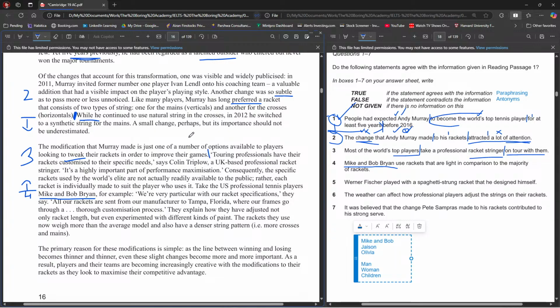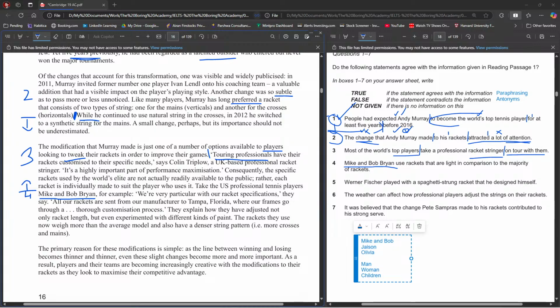Now, if you noticed, they made a small transition in this paragraph. They moved on from just talking about Murray to players. That means world-class players or players around the world. They did not specify top players, but we are at least generalizing the passage now. Touring professionals, that means top players. Touring professionals have their rackets customized to their specific needs, says Colin Shiplow, a UK-based professional racket stringer.